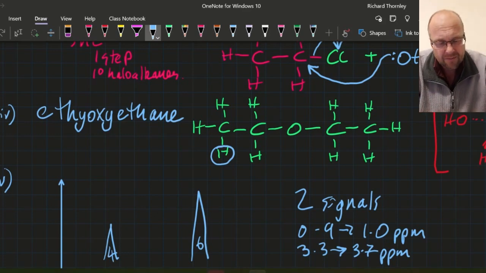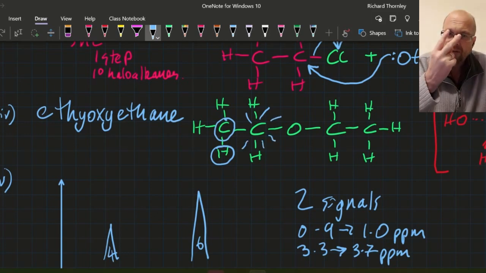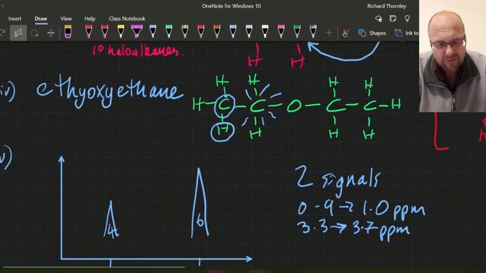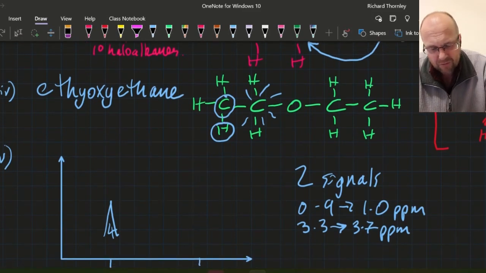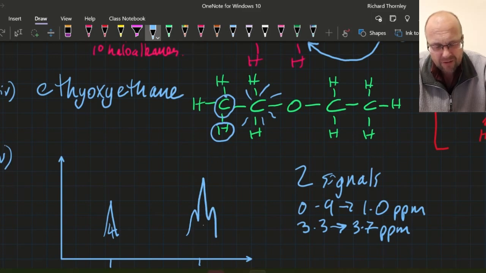Okay, the adjacent carbon isn't that one. The adjacent carbon is this one here. There's 2 hydrogens plus 1, it's 3. So that big 6 peak should be split into 3. So it should be ding, ding, ding, like Lord of the Rings, with an area of 6.